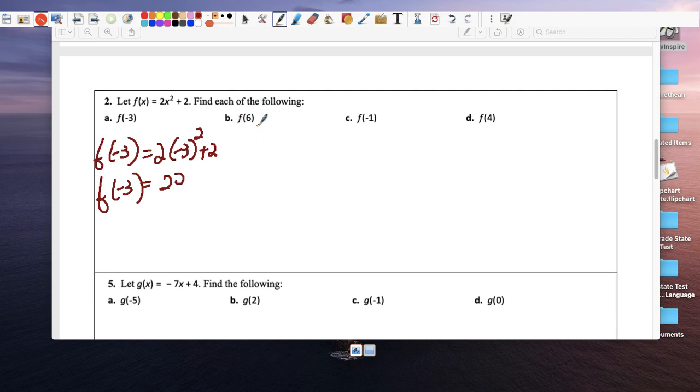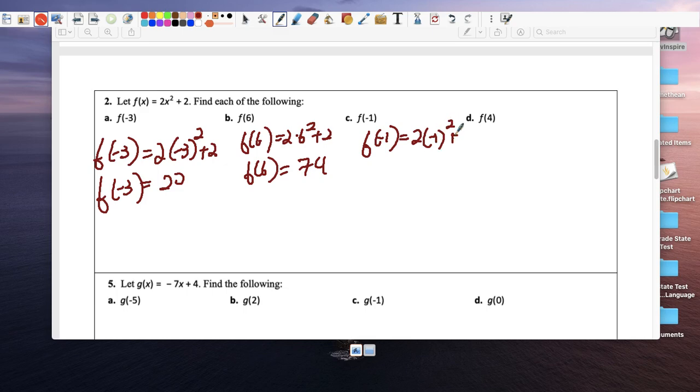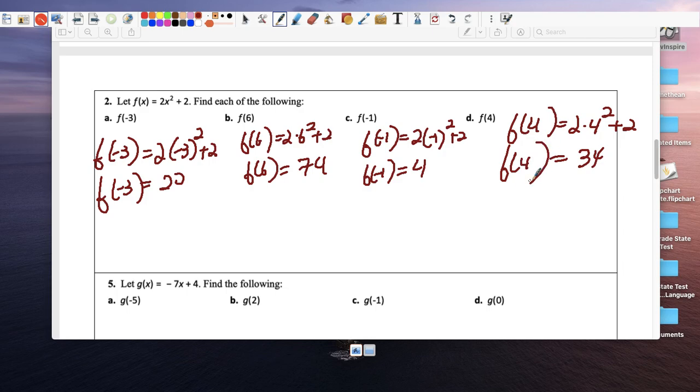f of 6, well, let's plug it in. So f of 6 is 2 times 6 squared plus 2. So when x is 6, y is going to be 74. f of -1, let's plug it in correctly. Equals 2 times -1 to the second power plus 2. f of -1 is going to be 2 plus 2, which is 4. And the last one, f of 4, 2 times 4 squared plus 2, which is 34.